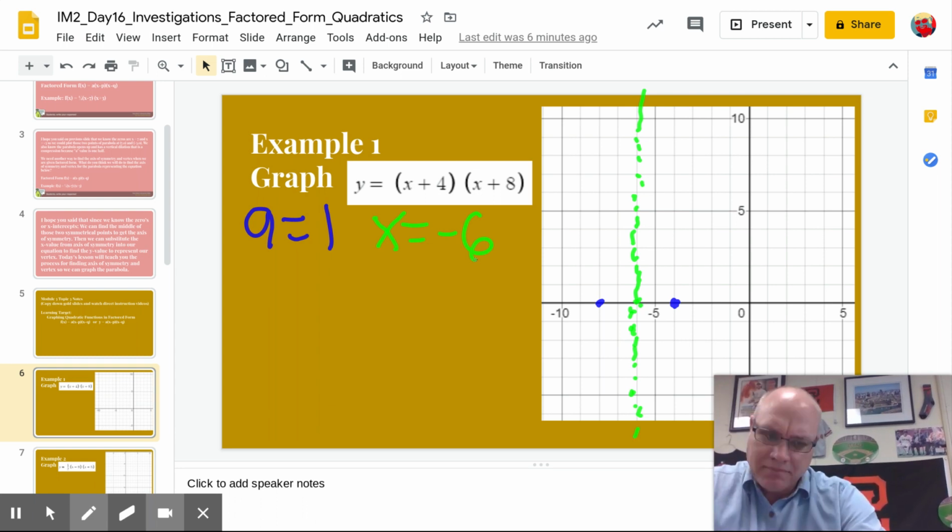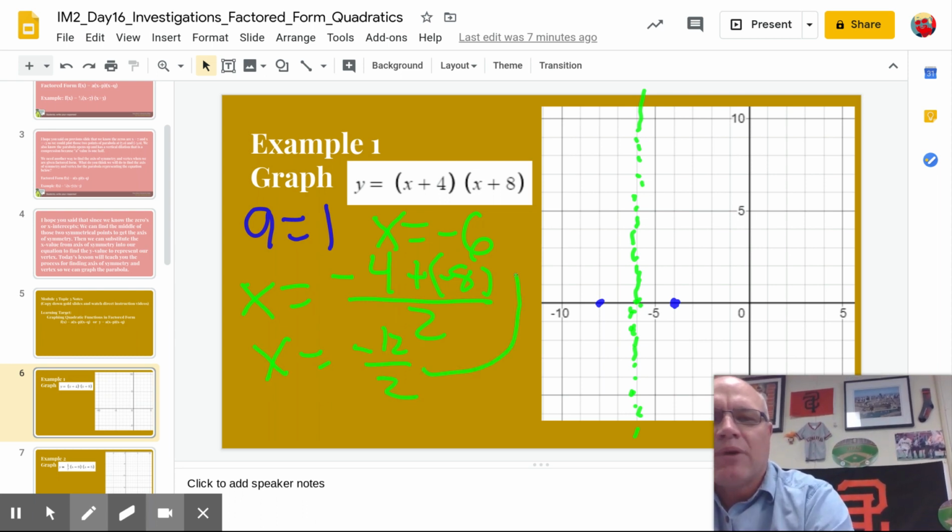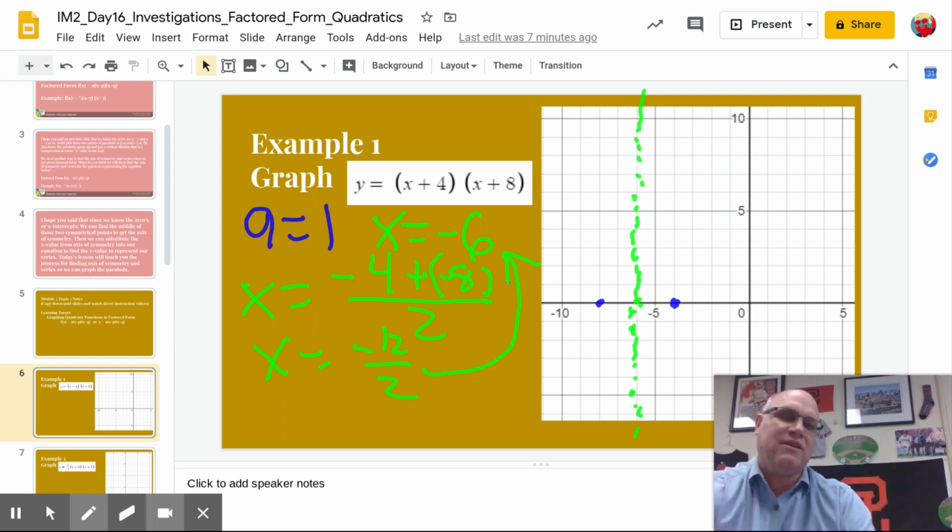Now, we could do it mathematically as well without the visual. What you do is take your zeros, add them up, and then divide by 2. You find the average of the two zeros. So we're going to say x equals (-4 plus -8) divided by 2. Oh, x equals -12 divided by 2, which is how we got x equals -6 as our axis of symmetry.